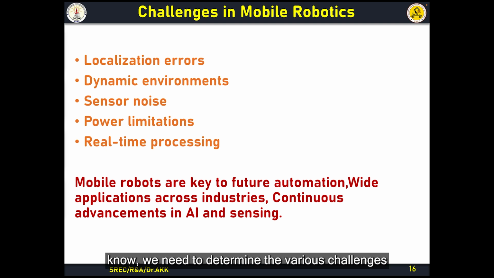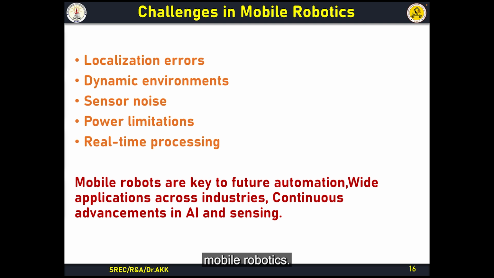Now with this slide, we need to determine the various challenges in mobile robotics deployment. So we have localization errors, dynamic environments, sensor noise, power limitations, and real-time processing. So these are all the various challenges in mobile robotics, depending on the different sensors employed. So we need to consider these challenges before the design and development of mobile robots.